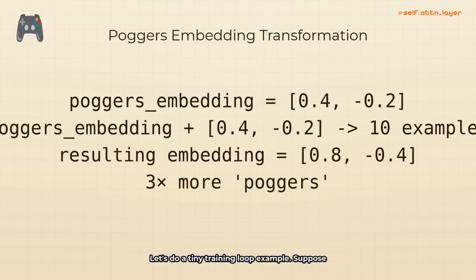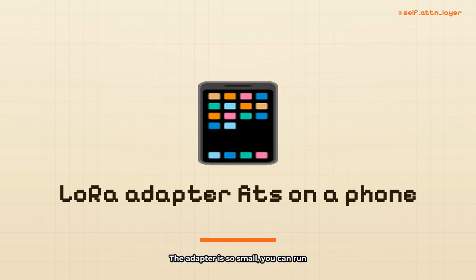Let's do a tiny training loop example. Suppose we want the model to say poggers more often. We give it 10 examples. This is poggers for sure, etc. The adapter learns to tweak the model's outputs, so it starts using poggers 3 times more often. The math behind it: the adapter adds 0.4 minus 0.2 to the poggers embedding. That's all. The adapter is so small, you can run it even on a phone.